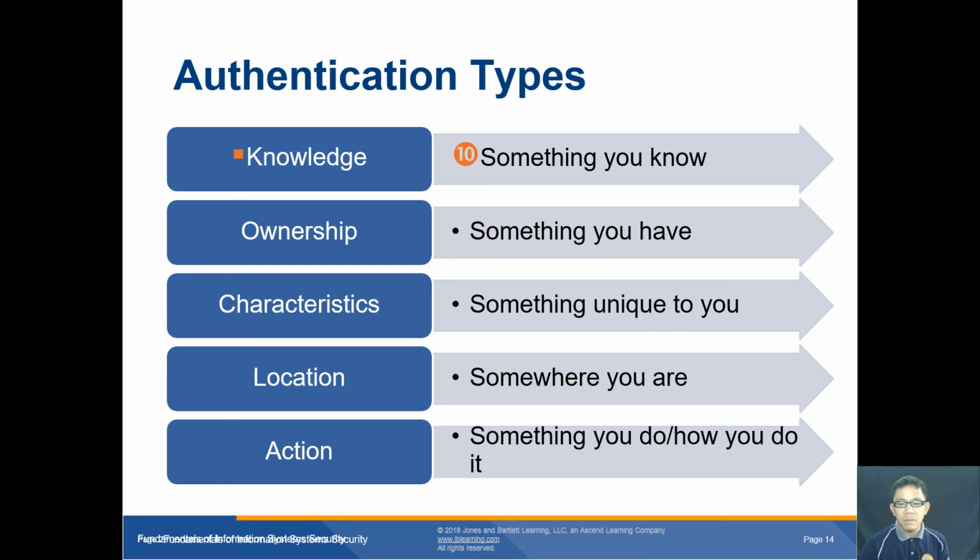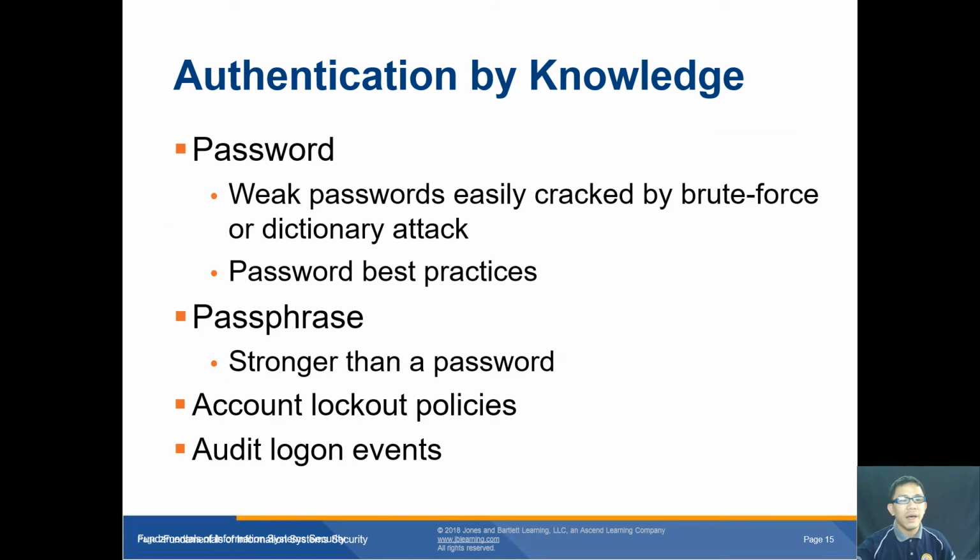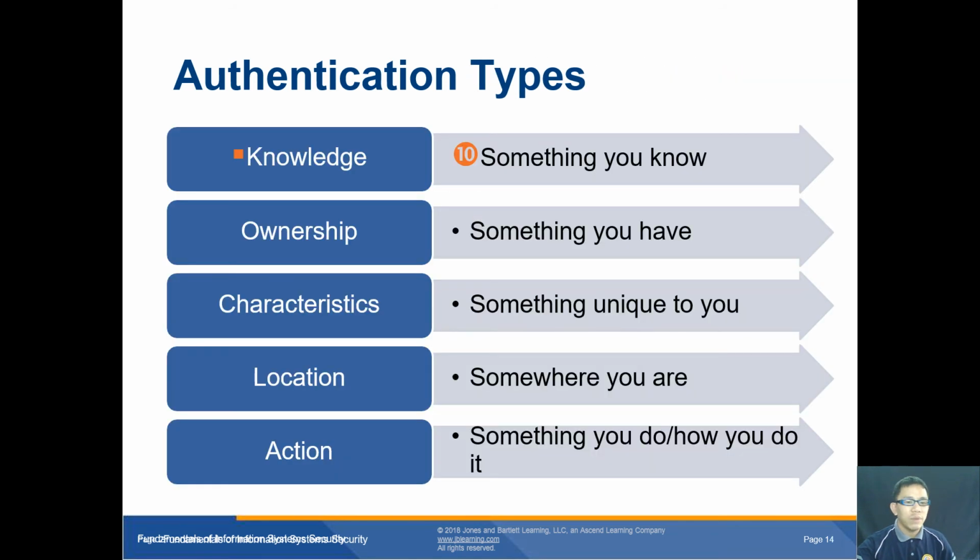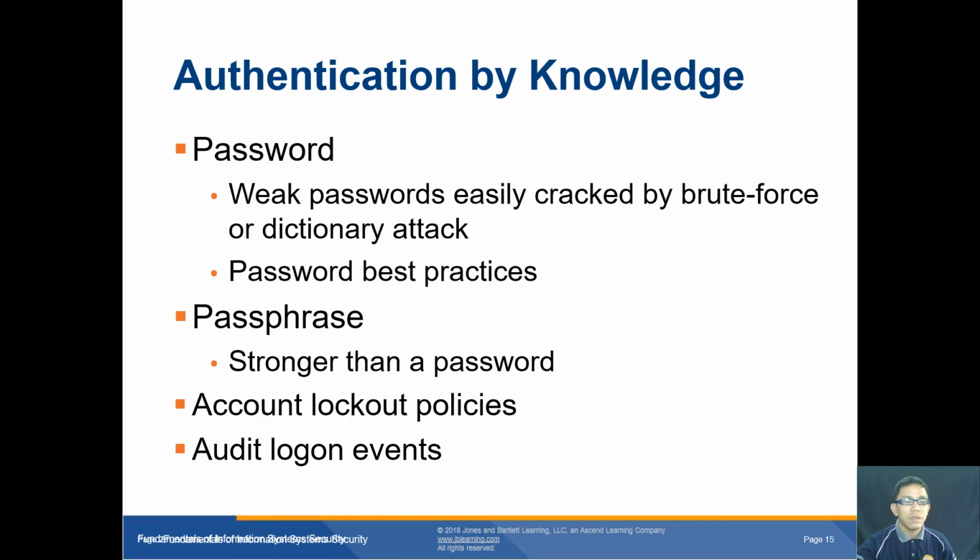Then we have the location. Somewhere you are, such as your physical location. When you attempt to access a resource, it will detect the location where you are accessing. Action, something you do or how you do it. So we have knowledge, ownership, characteristics, location, and action. So we have five authentication types. We will discuss thoroughly the five authentication types.